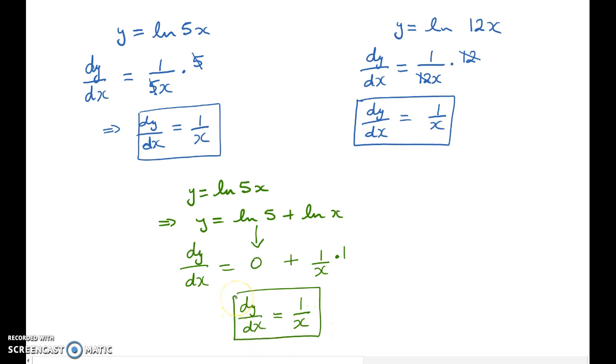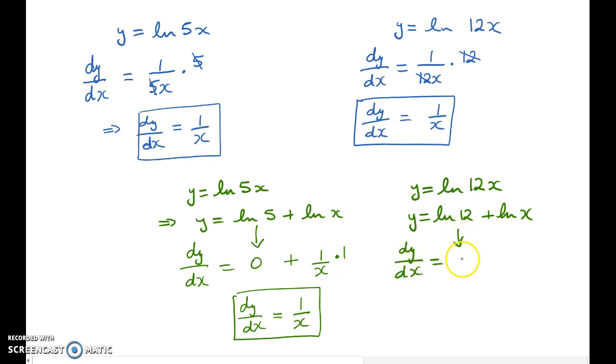And you can see that if we repeat this with 12x instead of 5x, something very similar is going to happen. Use the rules of logs to write this as the log of 12 plus the log of x. Differentiate. The log of 12 is a constant, so it becomes 0, and the log of x is 1 over x times 1. So dy dx, again, is 1 over x.